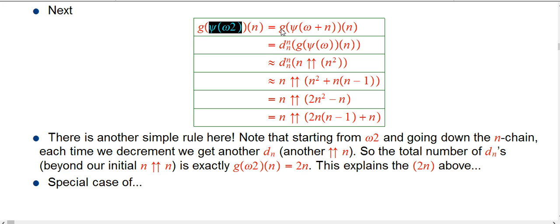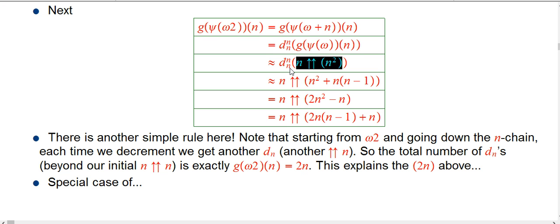So what's going to happen? Well, g of psi of omega plus n, what we've seen is that adding 1 each time just doubles up by n. That's what we call the dn operation. So we're going to do that n times on the g. And we know what g of psi of omega was. It was n double up n squared.